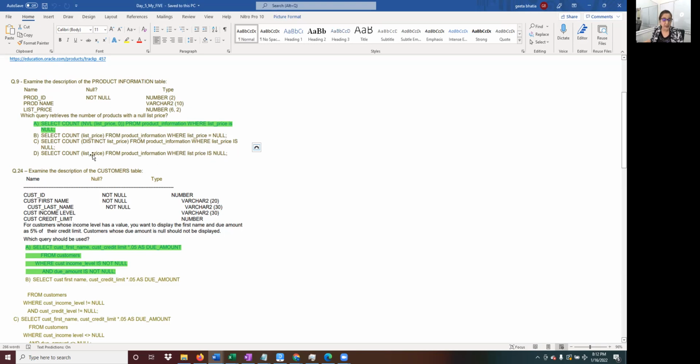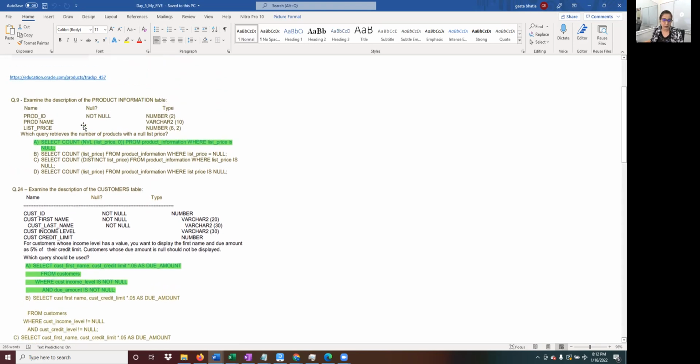But I know the rule that when we do any count, the null will not be counted. So here I will never get a right answer. Answer D and answer A are very, very close, because they look almost right. But if you know the rule that count will not count the nulls, then you will go for selection A, where we are converting it to 0 and then counting how many rows there are with list price as null. So that is the explanation for this particular question.